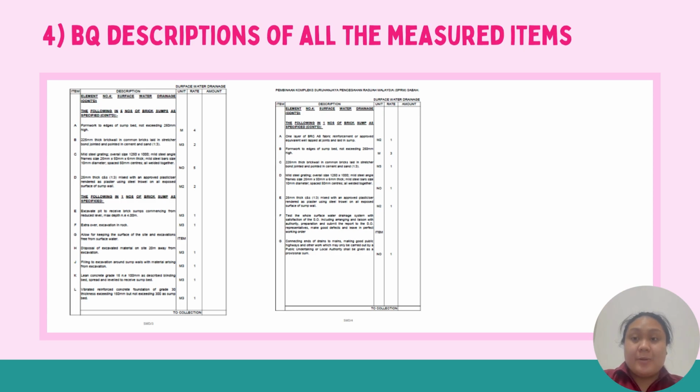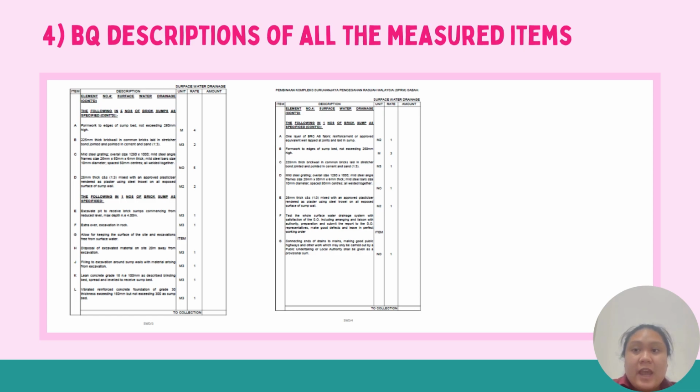The last one in the BQ description is 1 number of brick sump in size 750 by 750. First, excavate pit to receive brick sump commencing from reduced level, maximum depth not exceeding 4 meter. Extra over excavation in rock. Allowed for keeping the surface of the site and excavation free from surface water. Disposal of excavated material on site 20 m away from excavation. Filling to excavation around sump wall with material arising from excavation. Lean concrete grade 15 not exceeding 100 mm as described, blinding bed, spread and level to receive sump bed. Vibrated reinforced concrete foundation of grade 30, thickness exceeding 150 mm but not exceeding 300 mm as sump bed.